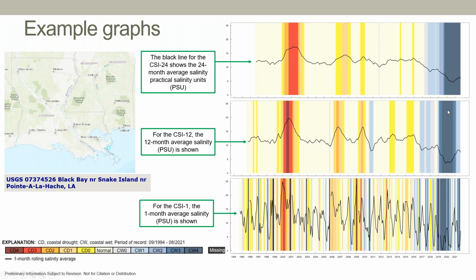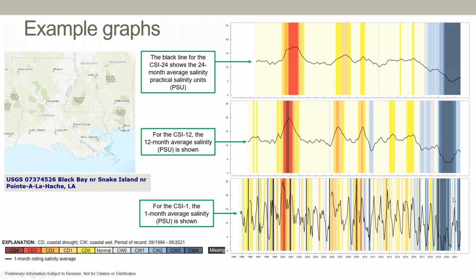The vertical colors in the background of the graphs represent the average CSI values for those 1, 12, and 24 months. So this is a 24-month running average color band for the CSI value in the background. High salinity values on these graphs show up with large negative thresholds, and these are the dark red colors. Low salinity values on the graph show up with the large positive thresholds, and these are the dark blue colors.